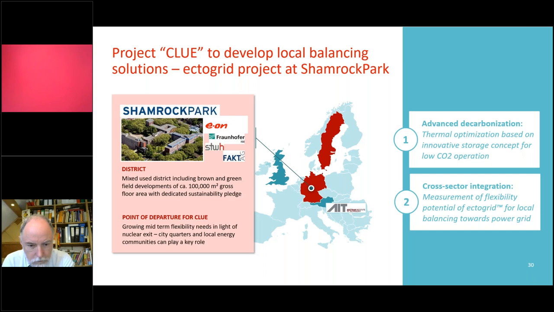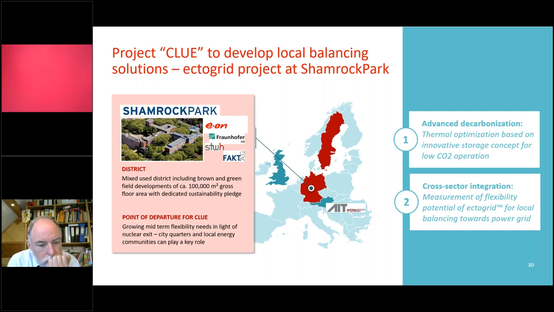A good example for our activities and ideas in this area might be the funding project Clue that is coordinated by the Austrian Institute of Technology. The project develops local balancing solutions in demo sites in Austria, Sweden, Scotland, and Germany. In the German demo, which we are conducting together with Fraunhofer, the local district heating company Stadtwerke Herne, and real estate developer Fakt AG, we are using the ECTOGRID technology as a sector integration solution.